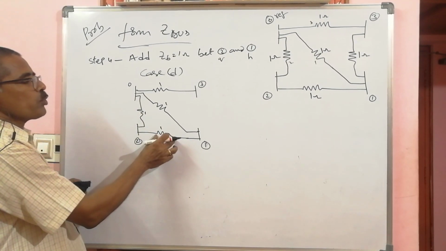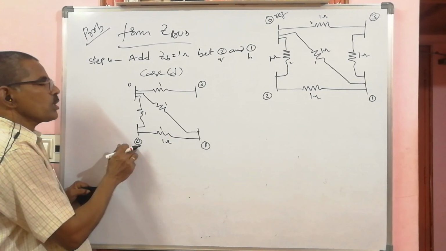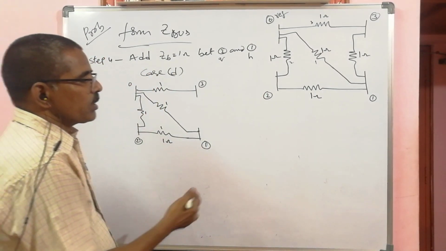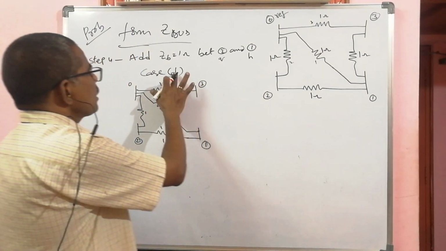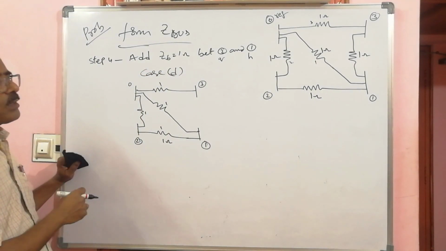This is the new element which we are adding between 1 and 2. 1 is already existing, 2 is also existing. So between two existing buses, two existing buses, case D. So what does that case D suggest?